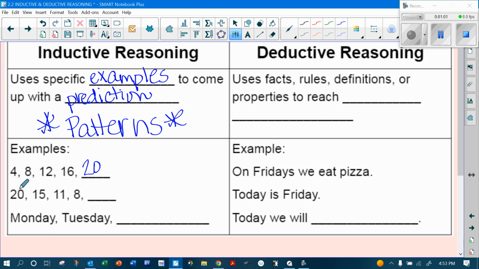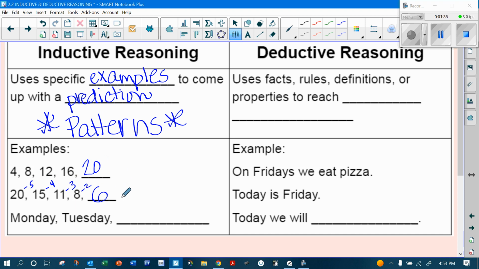What about 20, 15, 11, 8? What do you think the next number is? What if I told you that it is 6? Well, how do you get 6? Well, if I go from 20 to 15, I subtracted 5. To go from 15 to 11, I subtracted 4. To go from 11 to 8, I subtracted 3. So notice I'm subtracting 1 less each time. So that means to go from 8 to 6, I would subtract 2. So my pattern was to subtract 1 less.